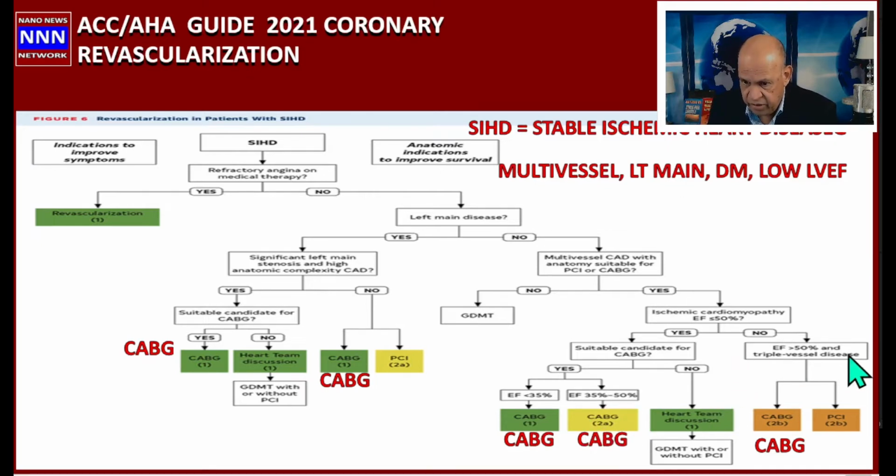However, if the ejection fraction is greater than 50%, if the person has triple vessel disease, then it is a class 2B indication for coronary artery bypass surgery. These patients can go either way as long as their left ventricular function is normal. If they have triple vessel disease, either they can go for coronary artery bypass surgery if there is a compelling reason like diabetes or other problems, or they can go for PCI and then see how they perform.